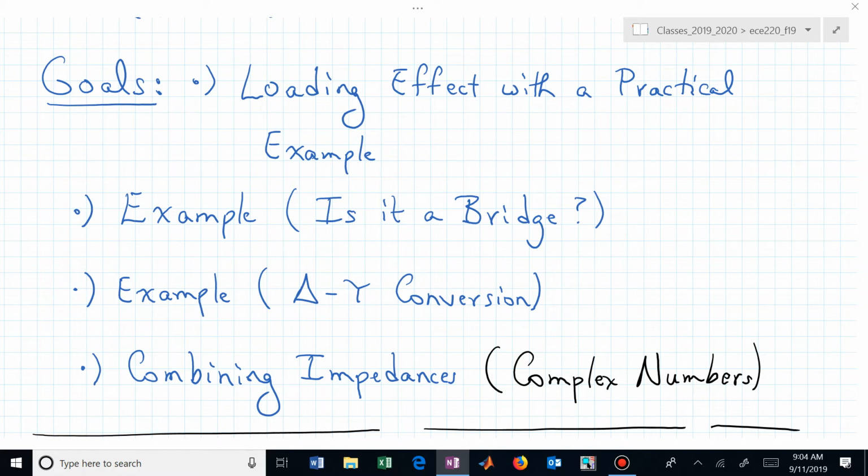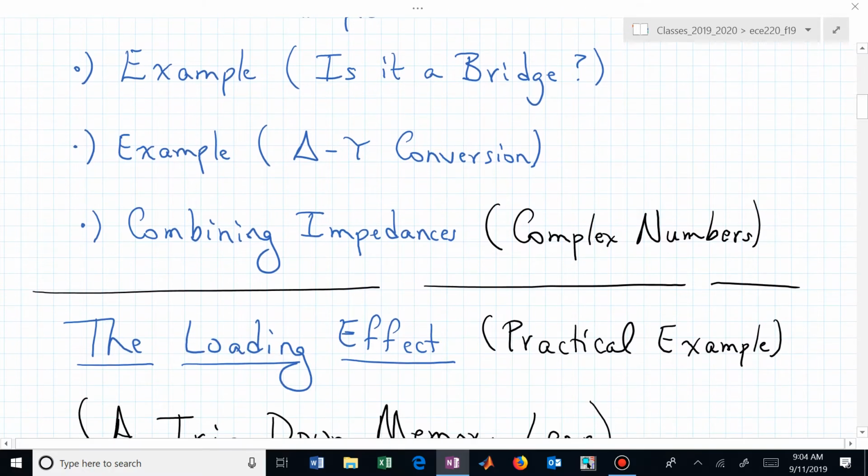We'll look at an example that involves a delta-Y conversion, and then we'll go into an imaginary space, or a component that's imaginary. We'll start talking about complex numbers. How many have seen complex numbers already? Quite a few. It's Appendix B. If we don't get there, you can start refreshing or learning about complex numbers by looking at Appendix B in the textbook.